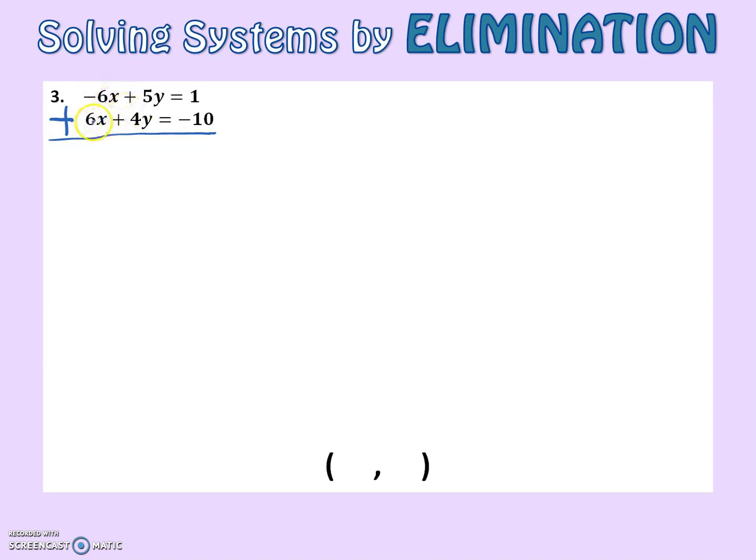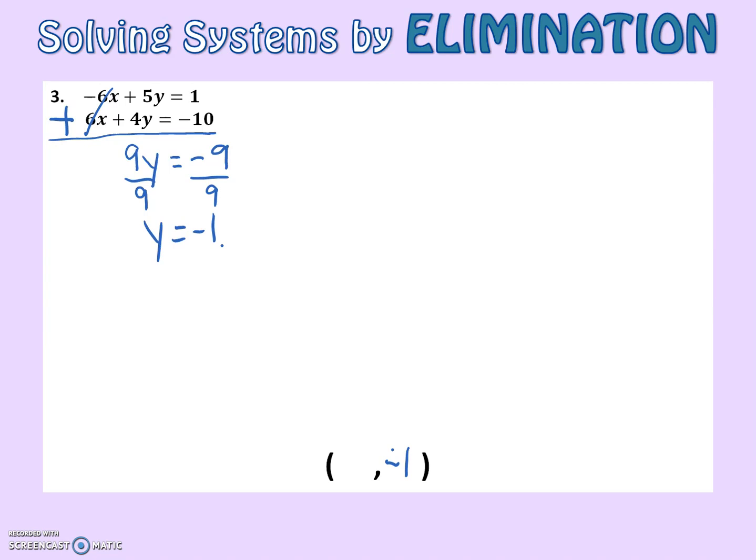Negative 6x plus 6x cancels. 5y plus 4y gives me 9y. 1 plus negative 10, or 1 minus 10, is negative 9. Okay? Go ahead and divide by 9. I get y equals negative 1. Alright, so we know negative 1 is going in our y spot.